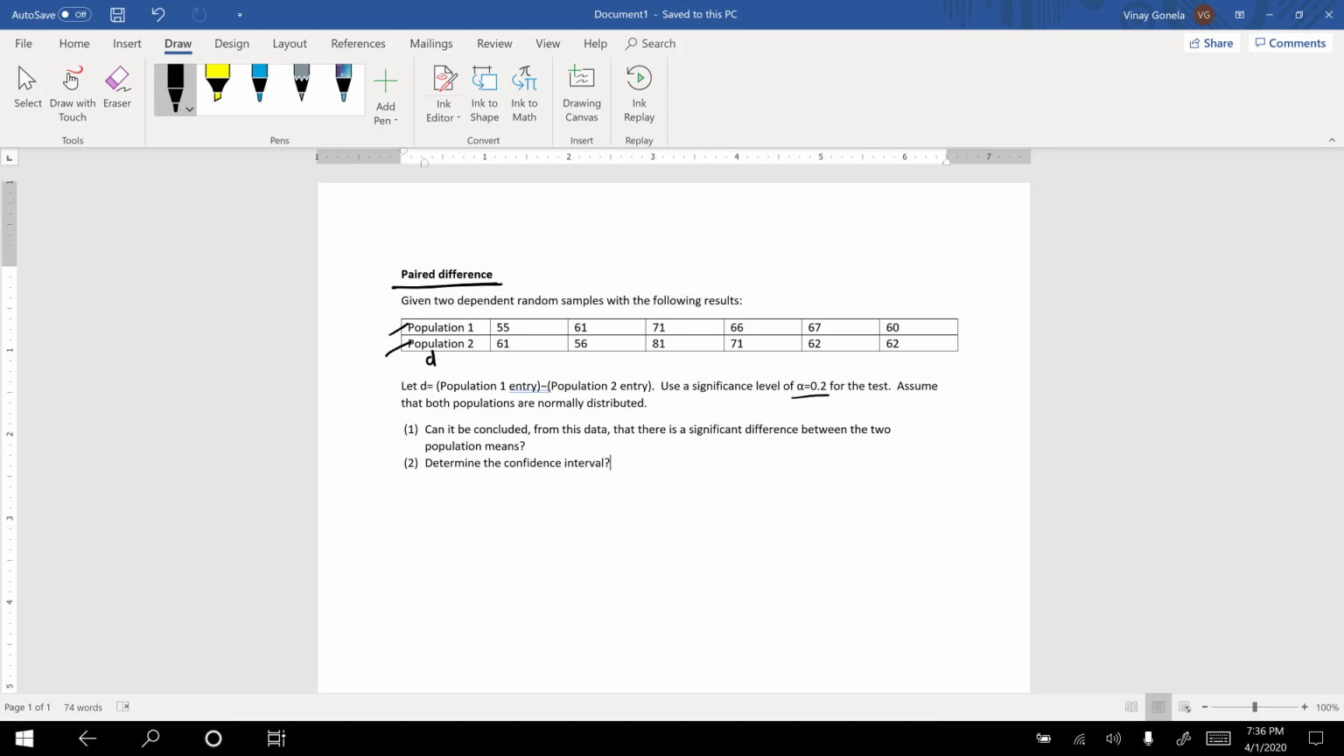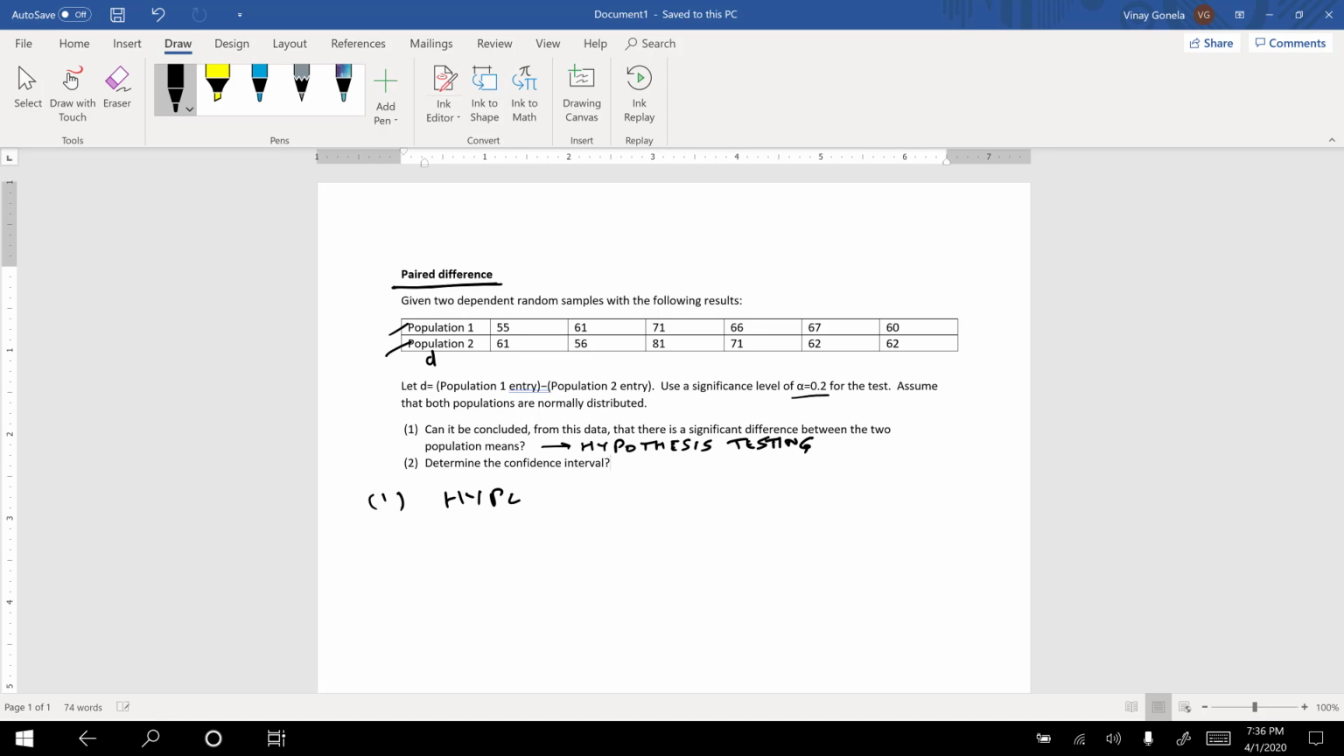So the first question is, can it be concluded from this data that there is a significant difference between the two population means? So this is hypothesis testing they are asking us to do. And then the second part is determine the confidence interval. So we will try to first solve the first part.